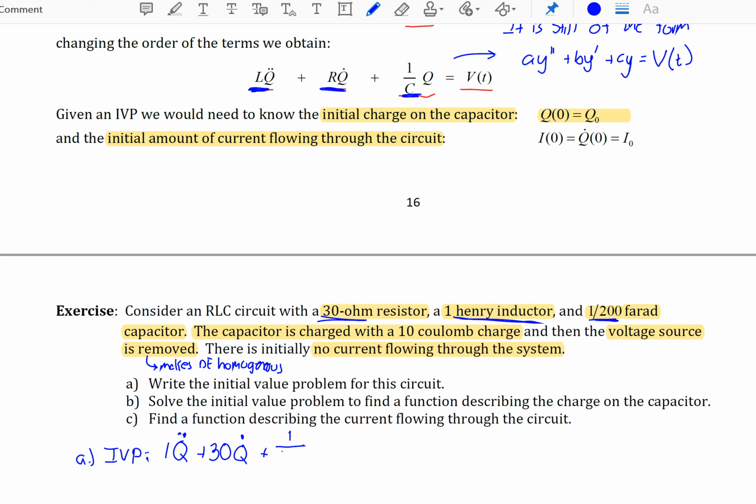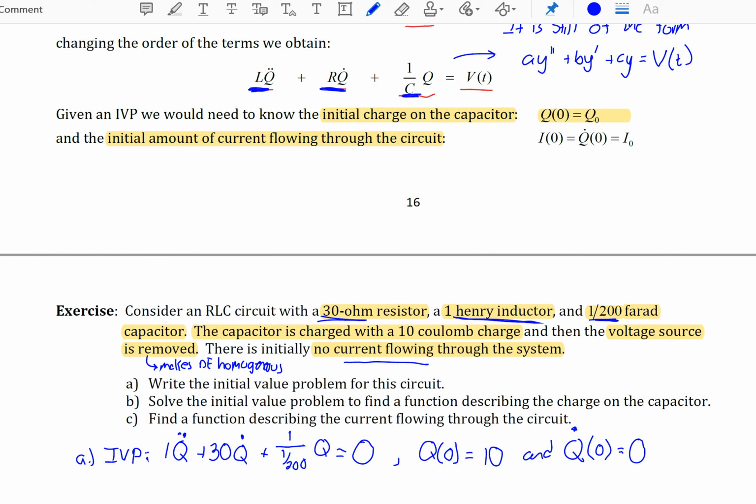So remember, it's always 1 over your capacitance. So 1 over the 1/200th, times Q. Because the voltage source is removed, that makes the right-hand side 0, and so it's homogeneous. We're told that the initial charge on the capacitor, so Q of 0, is equal to 10 coulombs. And we're told that there is no current flowing through the system, which tells us Q prime, Q dot of 0 is equal to 0.